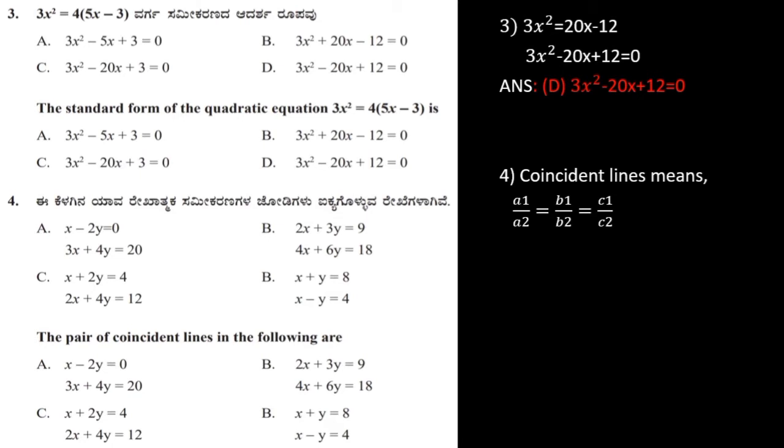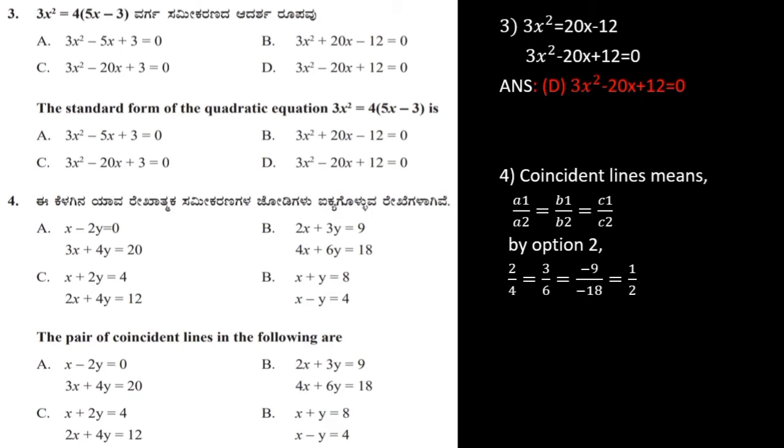Now option B, I'll check that. In option B we have a1 is 2 and a2 is 4, b1 is 3, b2 is 6, c1 is minus 9 because it is equal to that side, therefore I am taking minus divided by minus 18.